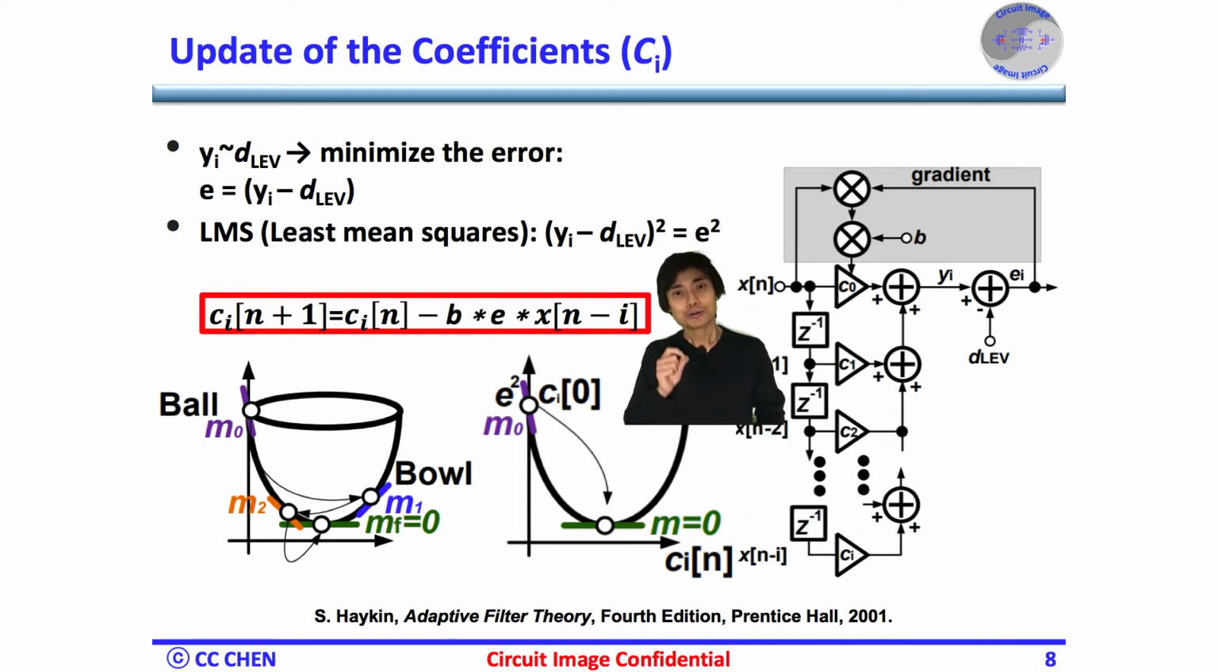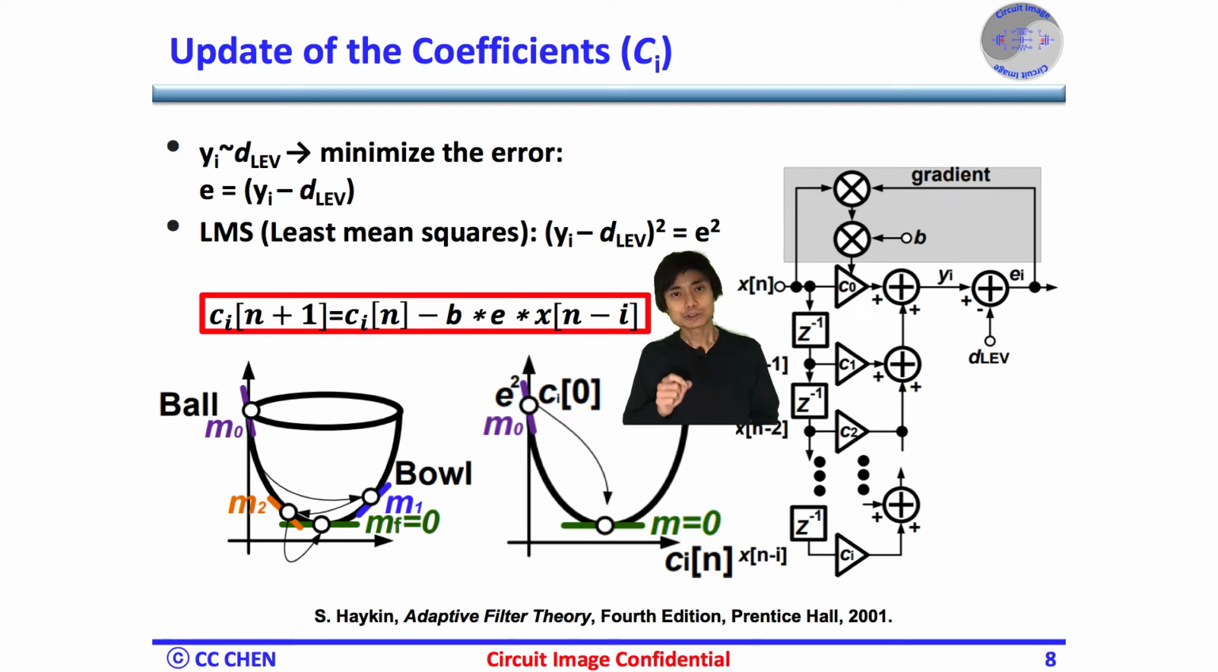For example, looking at the coefficient Ci, the coefficient Ci at the next time n plus 1 will be determined by the coefficient Ci at the current time n, subtract the gradient, which comes from the product of error and the corresponding input to the coefficient. Please note that the constant b is just a normalized number.